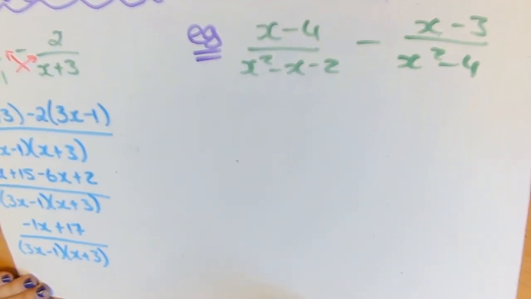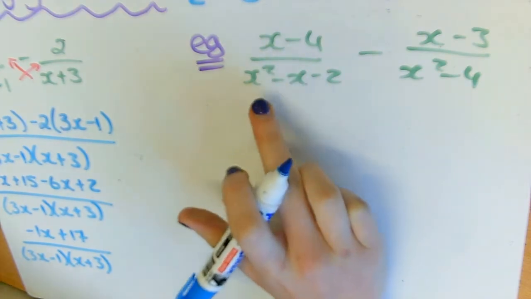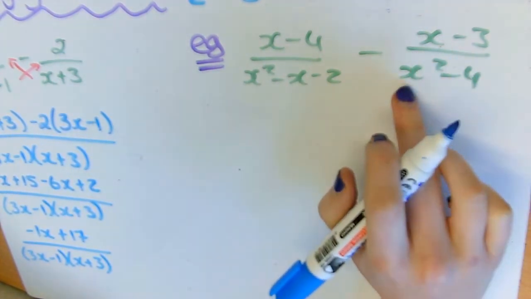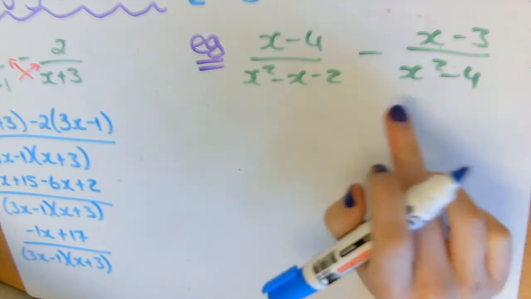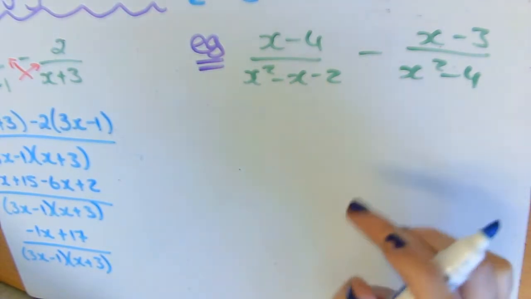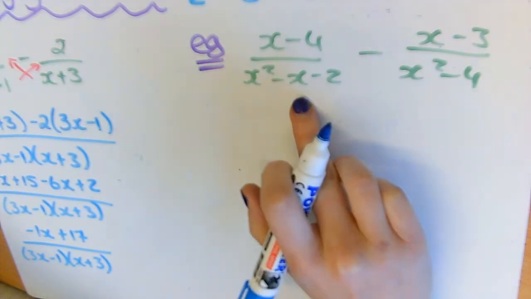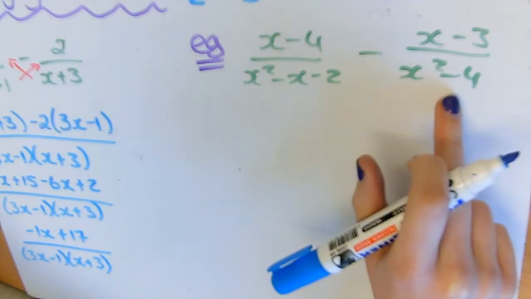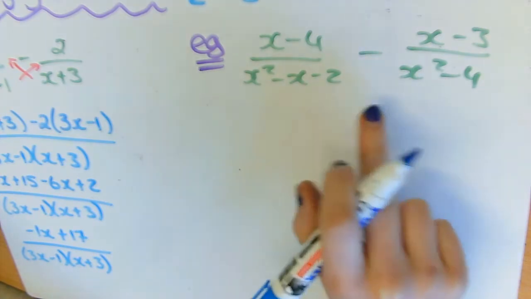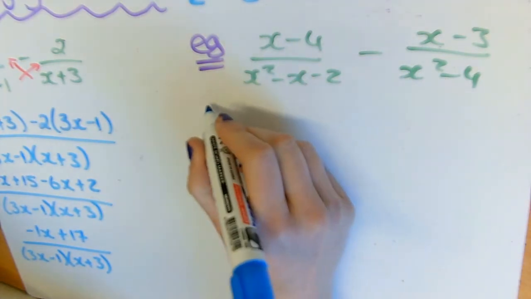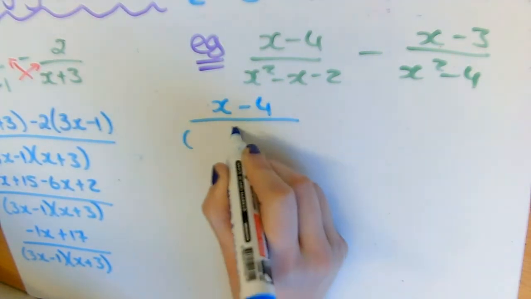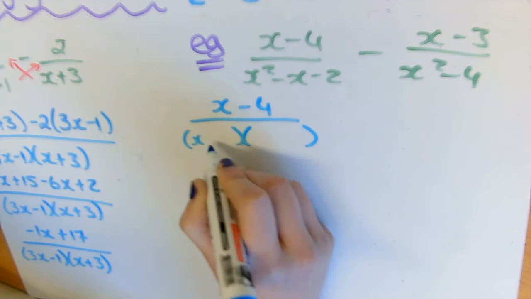Now, when I look at the second one here, I have x minus 4 over x squared minus x minus 2, minus x minus 3 over x squared minus 4. So straight away I'd see on the bottom, I can't just combine these two because that's going to make my multiplying very long. But I have a quadratic on the bottom here and difference of two squares here. So before I start adding or subtracting, I'm going to factorize, which would leave me with x minus 4 over two sets of brackets with an x in each bracket.